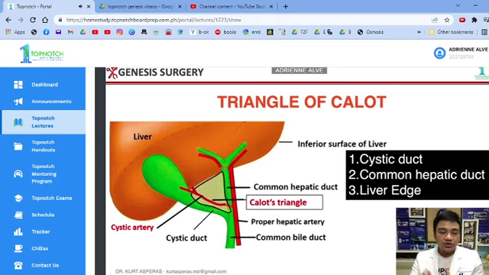On the next slide, I'd like to reiterate this because it's a common question, especially for clerks and interns when you assist in the OR. We call it Calot's triangle, the triangle of Calot. The borders are your cystic duct, your liver edge, and your common hepatic duct, because contained within this triangle is your cystic artery, which needs to be clipped during your cholecystectomy. So make sure you know the borders of your triangle of Calot, because chances are when you assist with cholecystectomy, be it open or laparoscopic, your attending physician will ask you.